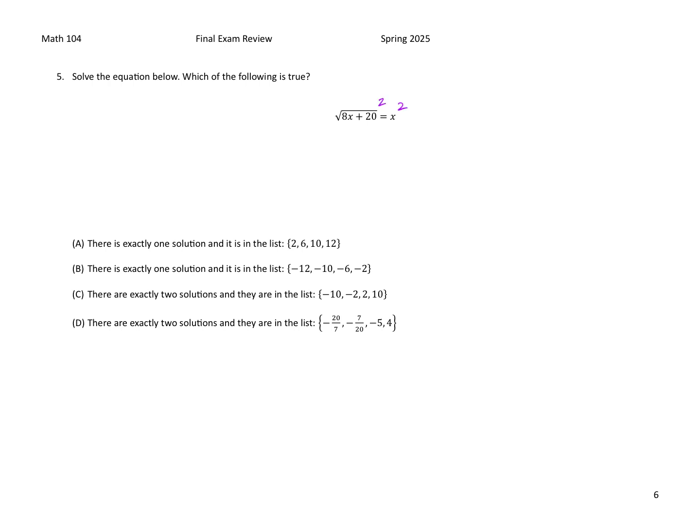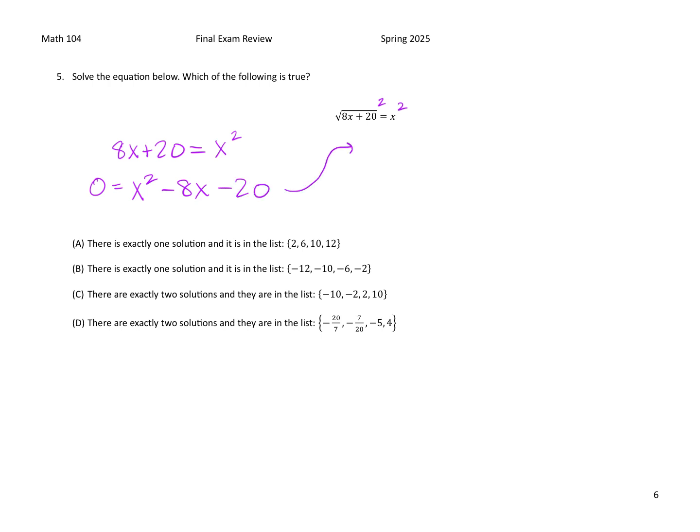So square the square root and they cancel, and I have 8x plus 20 on the left, and on the right, I have x squared. Now this is a quadratic equation, which means I want one side to be equal to 0, and then I can either factor or use the quadratic formula. So I'm going to move the 8x and the 20 to the other side. So I have 0 equals x squared minus 8x minus 20.